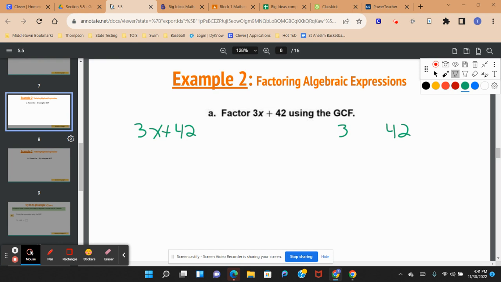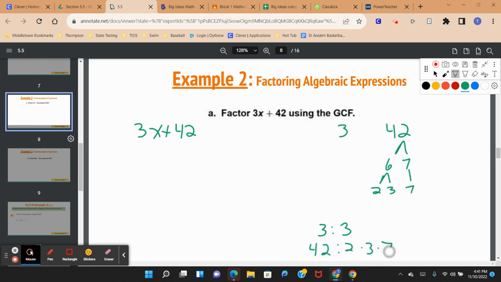So 3 is actually prime, so you can't do a factor tree because it's already prime. So the prime factorization of 3 is just 3. Then when you have 42, it's 6 and 7. So for 42, it's 2 times 3 times 7, which means your GCF is 3.